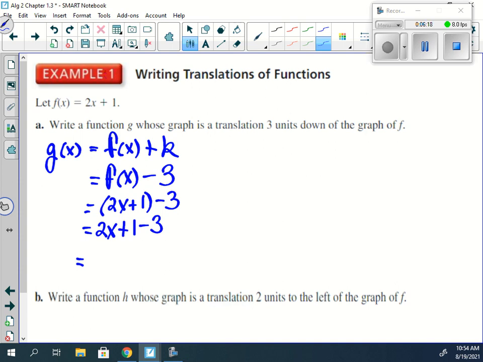Now what can we do? Combine like terms, yes. 1 minus 3 is -2. So our new function is 2x minus 2. We have translated the function down 3. That's it. That's all we have to do.